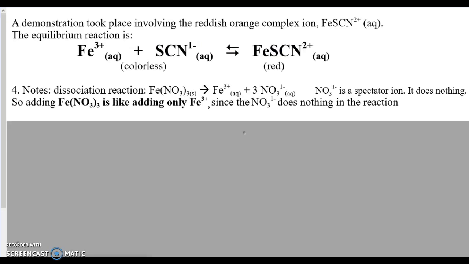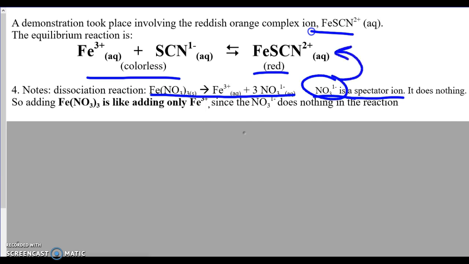In a demonstration involving a reddish-orange complex called iron thiocyanate, the equilibrium reaction is as follows. So these two items are colorless, and when they combine together, you get a red color. Number 4, it says, note, the dissociation of iron 3 nitrate is this right here. It says that the nitrate ion is a spectator ion. That means nitrate right here is not involved in this chemical reaction at all, so it simply does nothing.